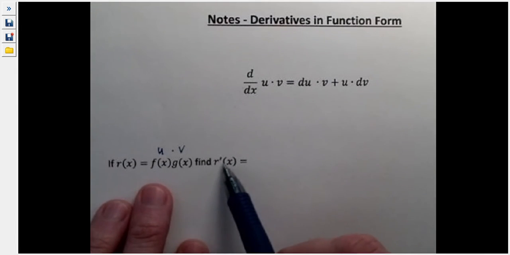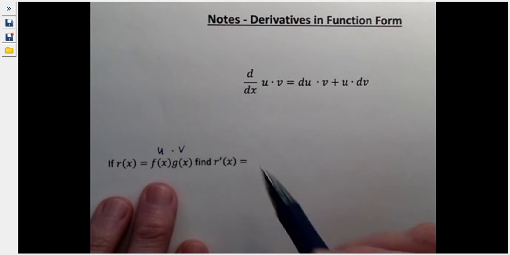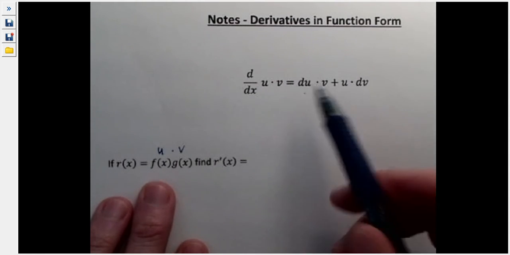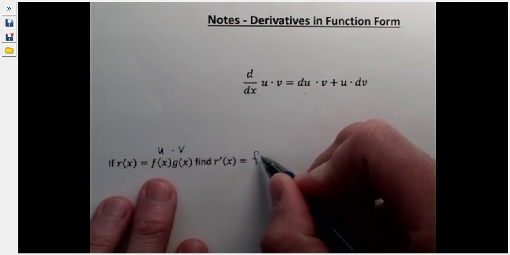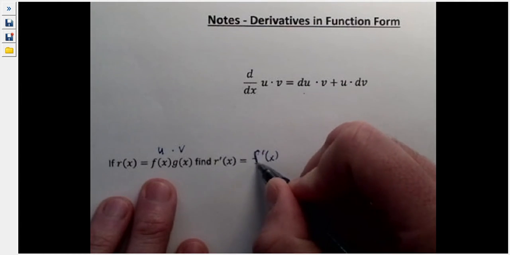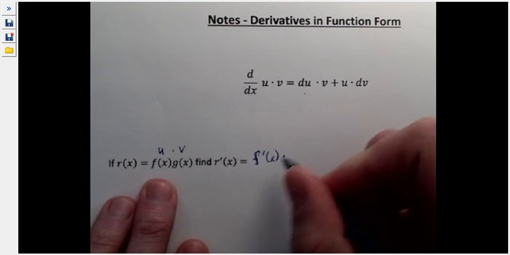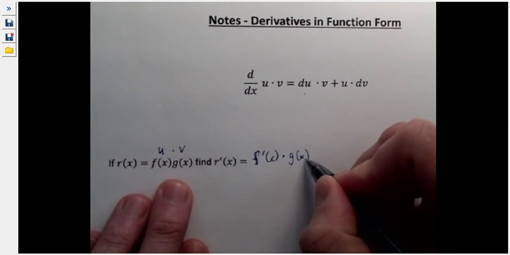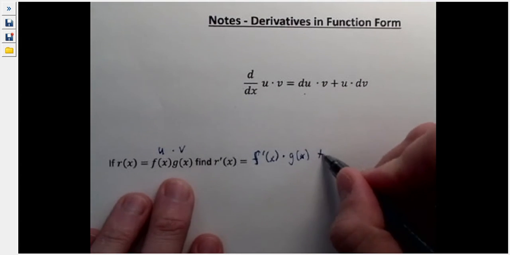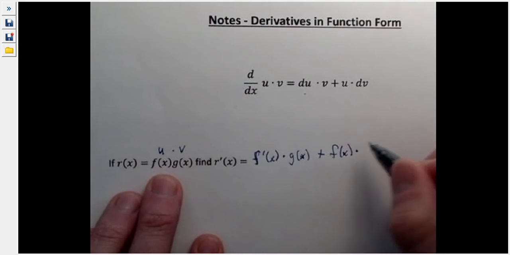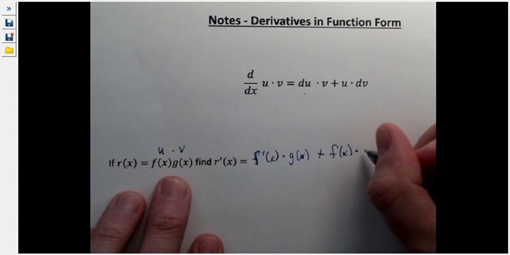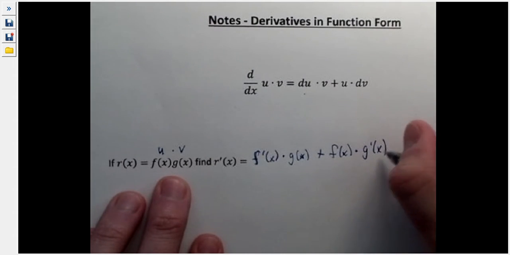So r prime, the derivative of r, we have to do product rule. So again, following our format, the derivative of f of x is f prime of x. Okay, times v, which is g of x, plus u, which is f of x, times the derivative of g, which is g prime of x.